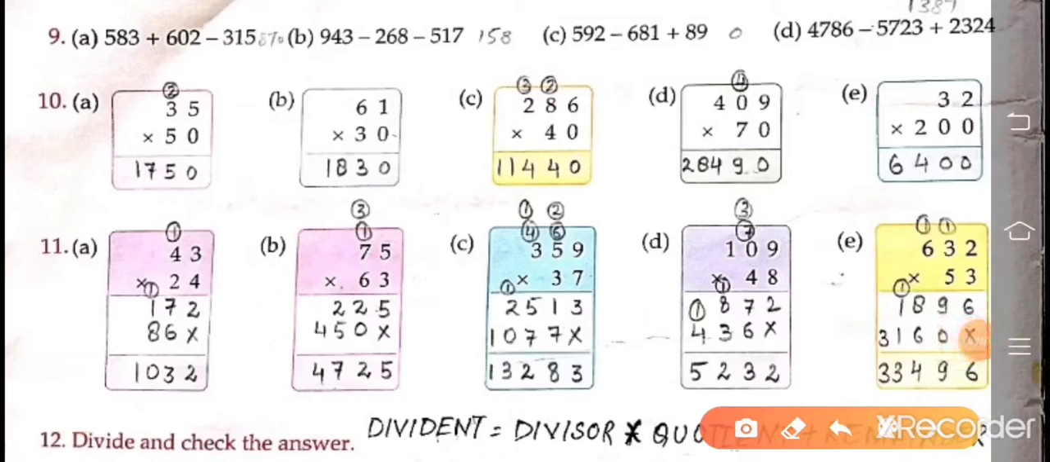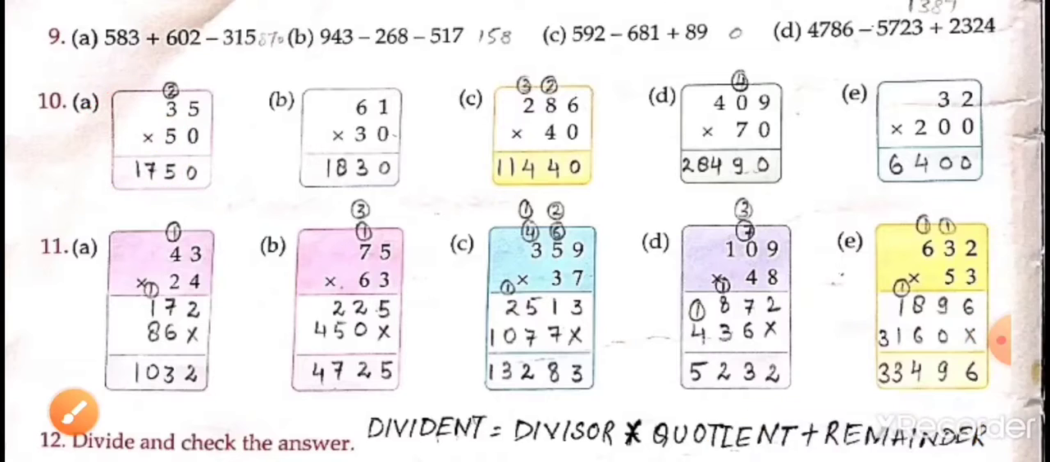Now question number 10, simple multiplication. 35 multiply 50. So first multiply by 5. 5 5s are 25, 5 here carry 2, 5 3s are 15 and 2, 17, and put 0 at the last. So the answer is 1750.